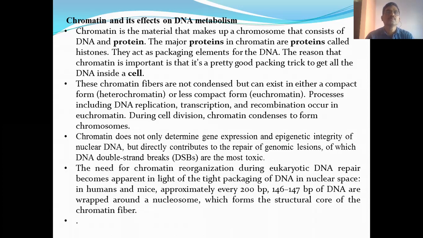Mostly these chromatin fibers form the chromosome, and this chromosome consists of two components. First component is the DNA, and the second component is the protein that wraps or surrounds the DNA. This protein is a basic protein, and the name of this protein is the histone protein. The major proteins in chromatin are called the histones. Means in the chromatin, the DNA is surrounded by the protein, or the DNA remains in contact with the protein, and this protein is known as the histone protein.